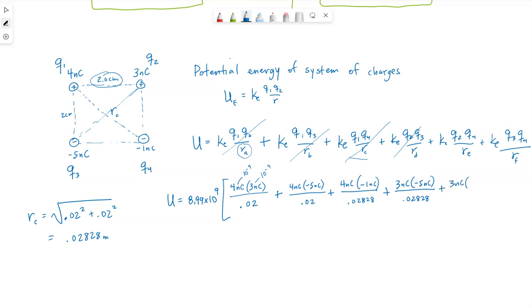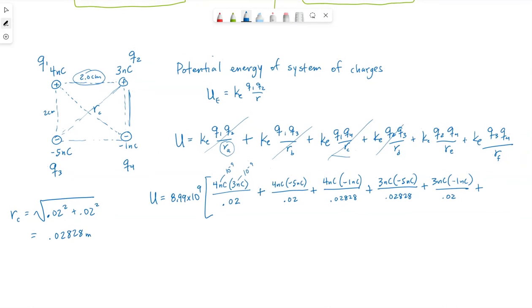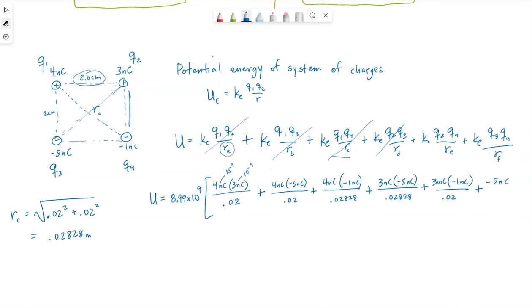Q2 and Q4. I'm still going to run out of space. 2 and 4, this distance is 2 centimeters. And then the last combination, 3 and 4. So charges 3 and 4 are also 2 centimeters apart. So now it's a matter of plugging and chugging. I'm going to pause the video too, since it's going to take me a minute to type this all in. I'll be back.